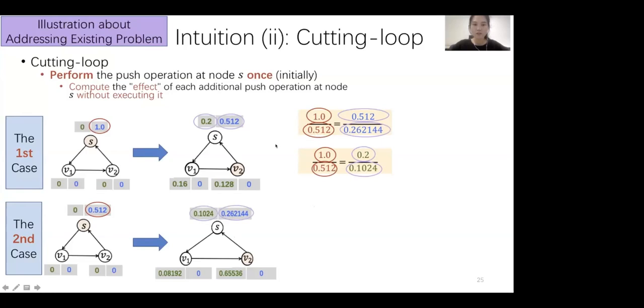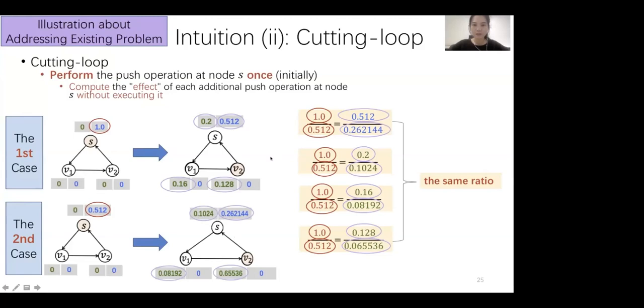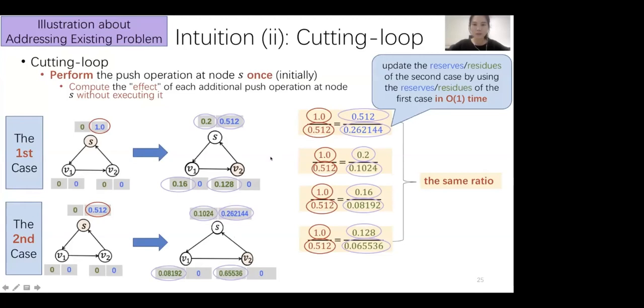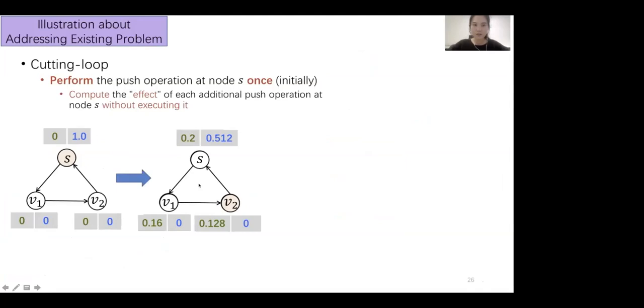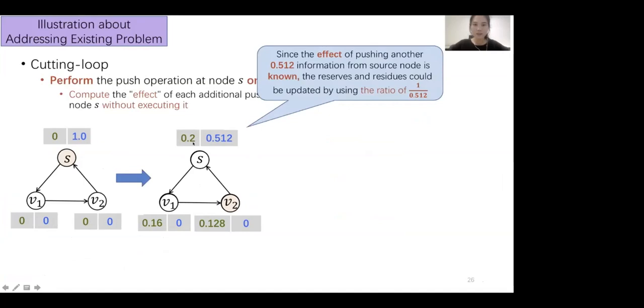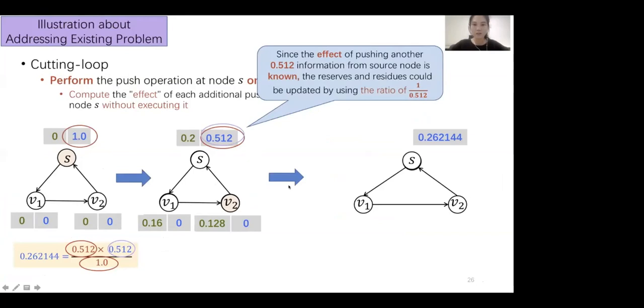Similar results can be found at the other nodes. All of them have the same ratio of 1 over 0.512. It means that we can update the reserve and residue in the second case by using the results of the first case in constant time. So here, we know the effect of pushing the other 0.512 of information from the source node. So we can update the reserve and residue by using the ratio 1 over 0.512, and update the residue of the source node. Similarly, we can do the same for other nodes.